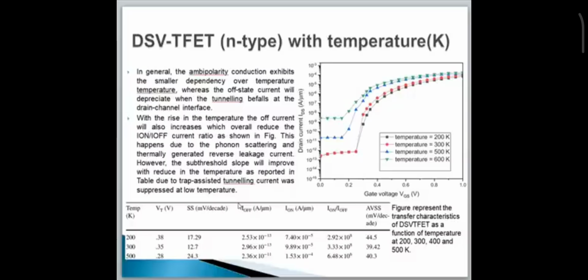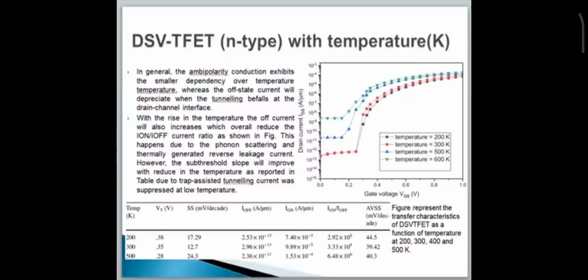And the last characteristic we will discuss in this structure is the dual source vertical TFET with temperature. The factor of the temperature includes the reliability of the device. In general, the ambipolar conduction exhibits a smaller dependency on temperature, whereas the off-state current will depreciate when the tunneling takes place at the drain channel interface.